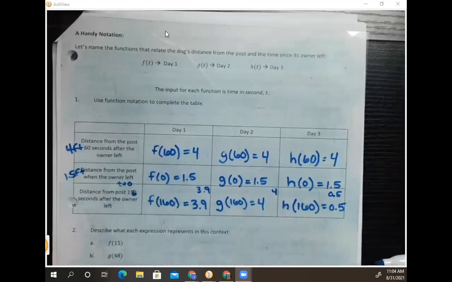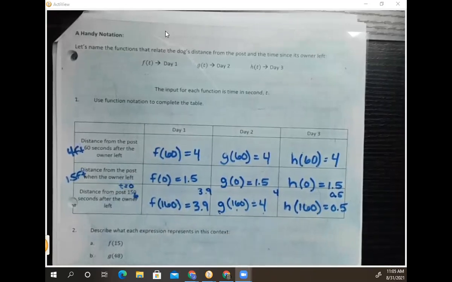Function notation is a great, concise, short way to represent our information, but it doesn't do us a lot of good if I don't know what this stuff means. If I give you function notation and you're not sure what the function is telling me, or what the input is, or what the output is, then it's not very helpful. So the next thing I'm going to do is practice pulling that information out of function notation. So if we see function notation, what is it telling us?